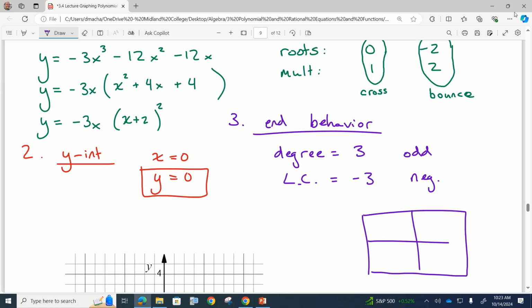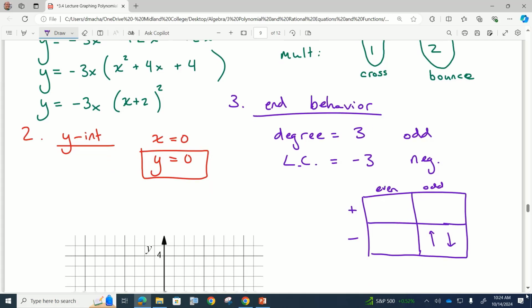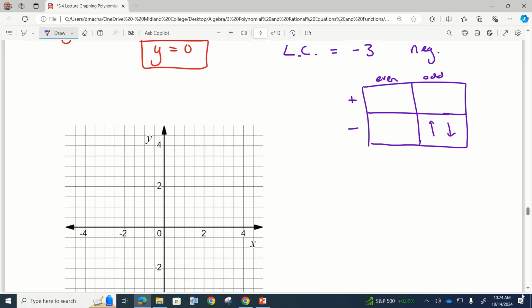Remember, you're supposed to memorize this little table where I care about even, odd degree, positive, negative leading coefficient. You've got odd degree, negative leading coefficient, and you should know that this is up on the left and down on the right for end behavior. So my roots are at 0 and negative 2. Let's plot those. 0, negative 2. My y-intercept is at y equals 0. It's right here. My end behavior is up on the left and down on the right.